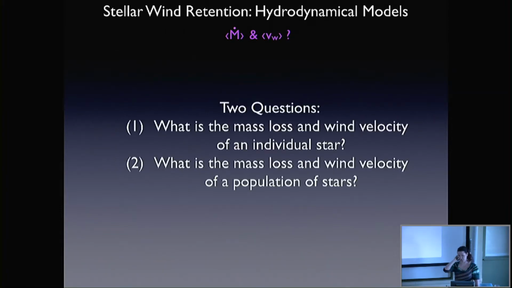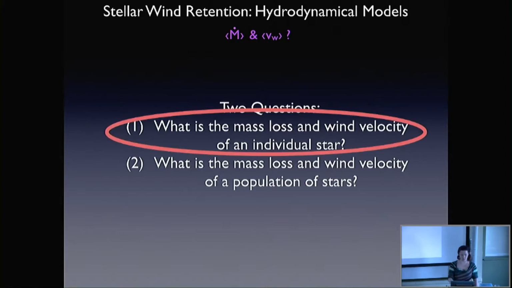So there's two questions. What is the mass loss and wind velocity of an individual star, and how does that depend on the star's mass and how old it is? And then what is the mass loss and wind velocity of a population of stars, right? Because we're doing these average things in 1D. So first, let's ask this question.